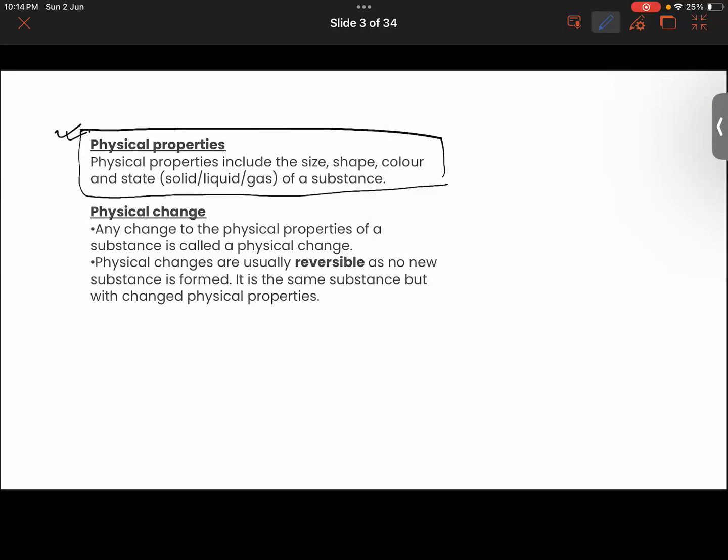Okay, done. Abu, have you written the definition of physical properties? No, sir. You can write it down.